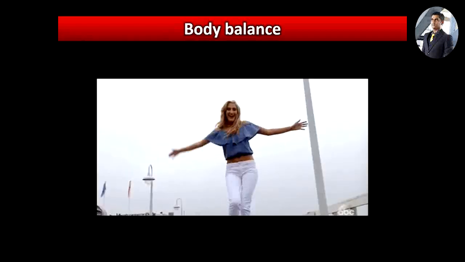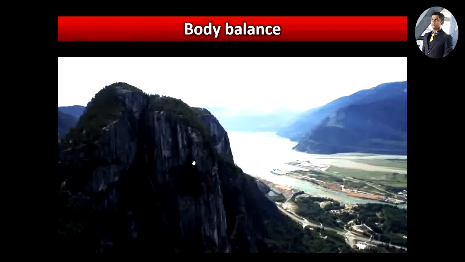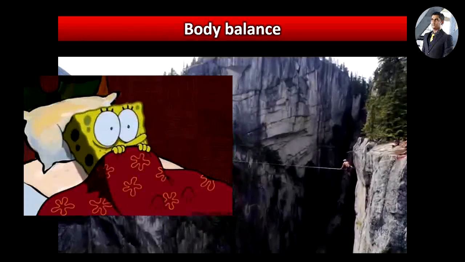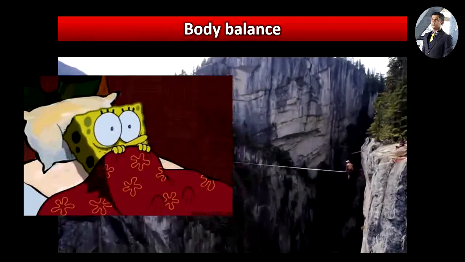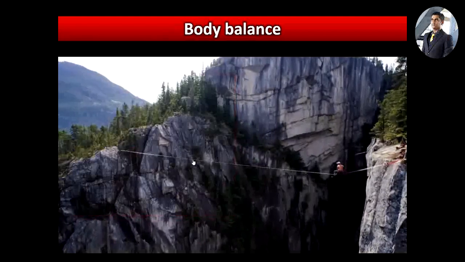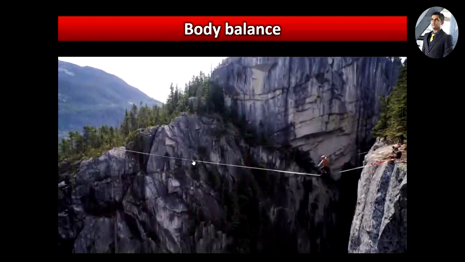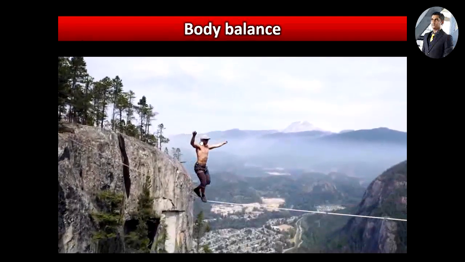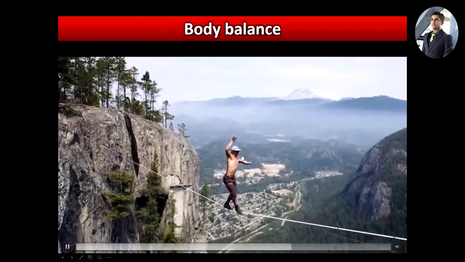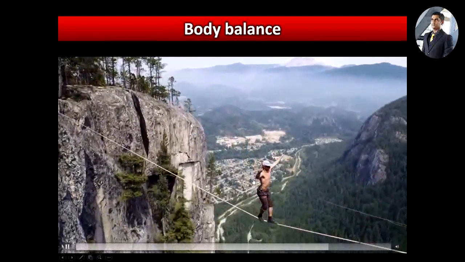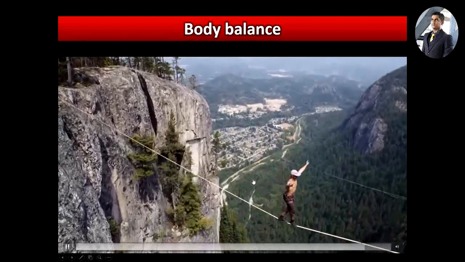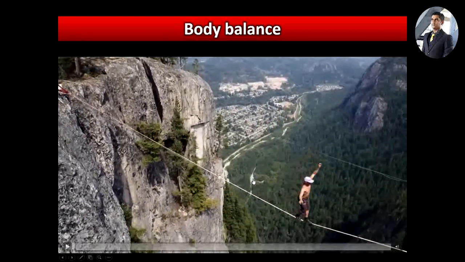Another example of cerebellum action, what we mean by body balancing, is shown in this video, in which we have this human trying to walk across this canyon on a tightrope. So as he's walking across, his body is balanced by using both of his hands and also part of his body. So again, all of this action is fully controlled by cerebellum.